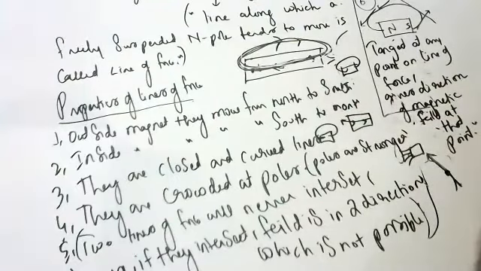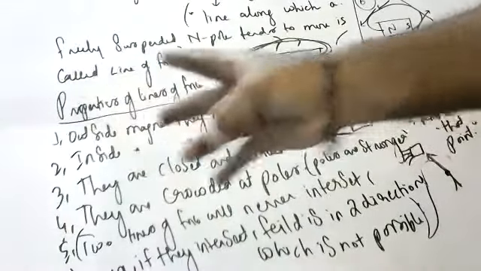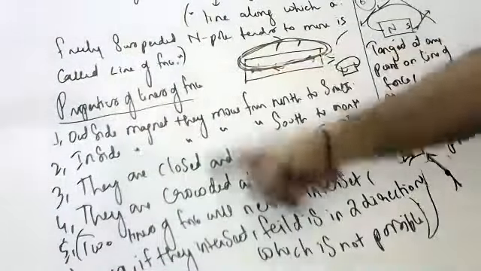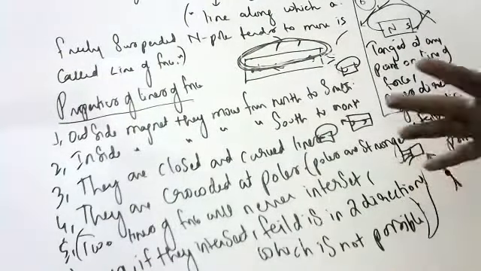And what did I say, children? Last one: tangent at any point gives the direction of magnetic field. This is the definition. These are the 6 points. Very, very important about lines of force.